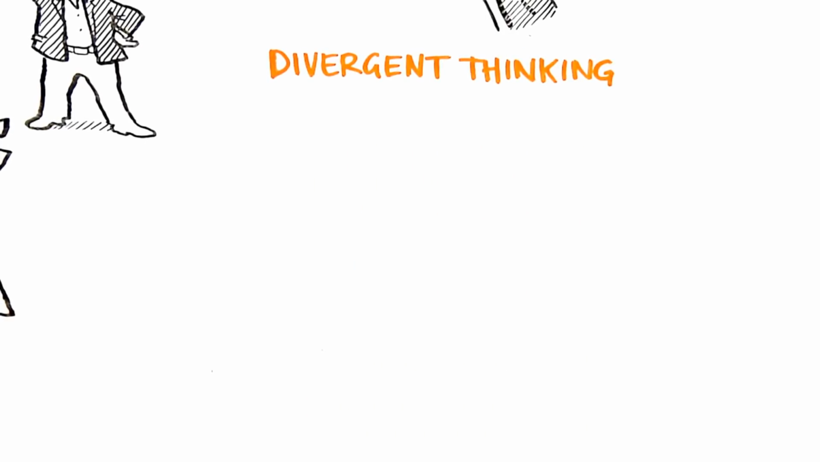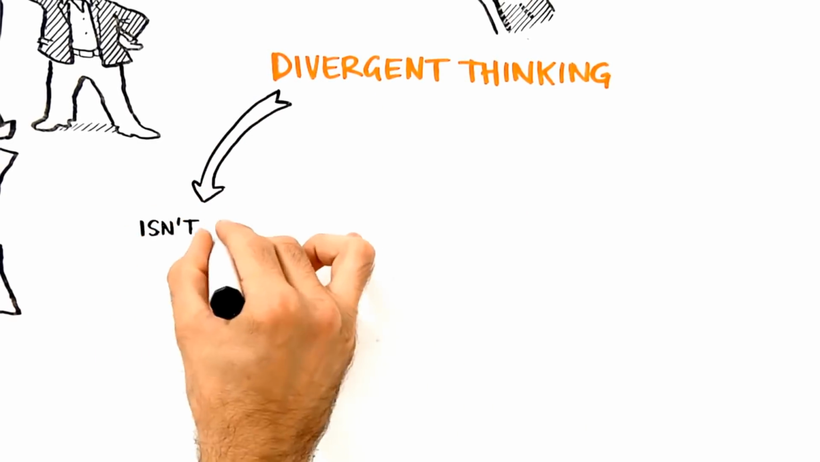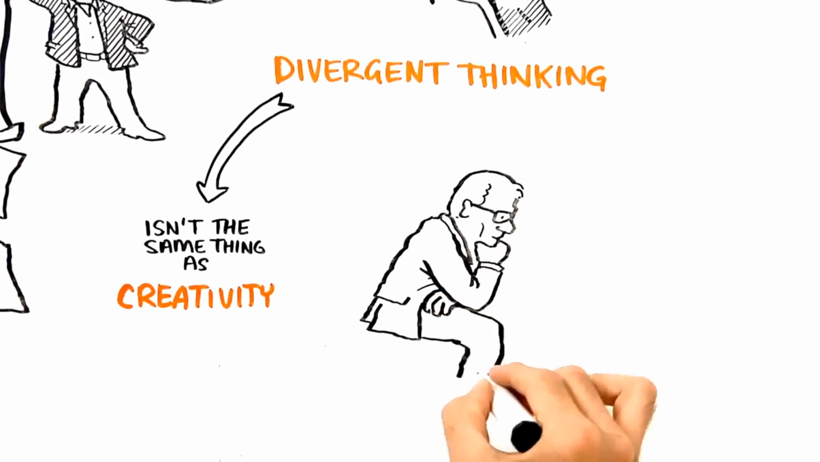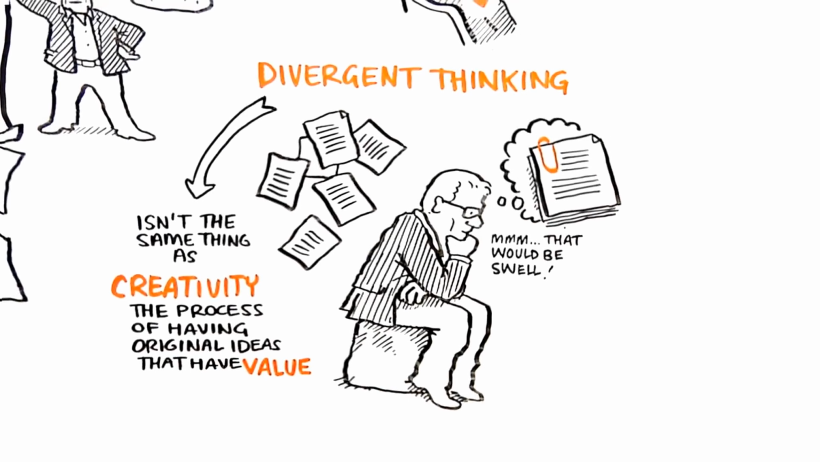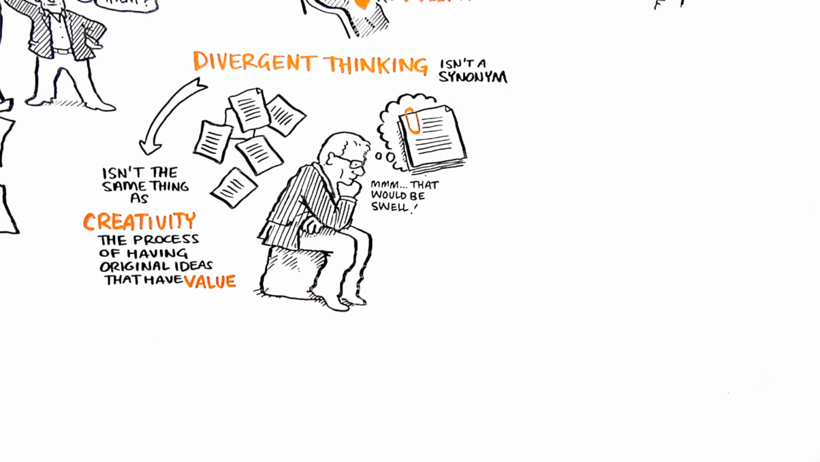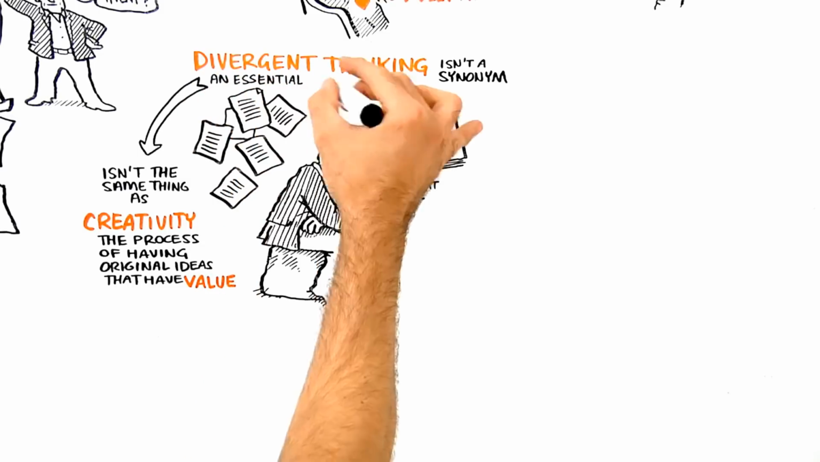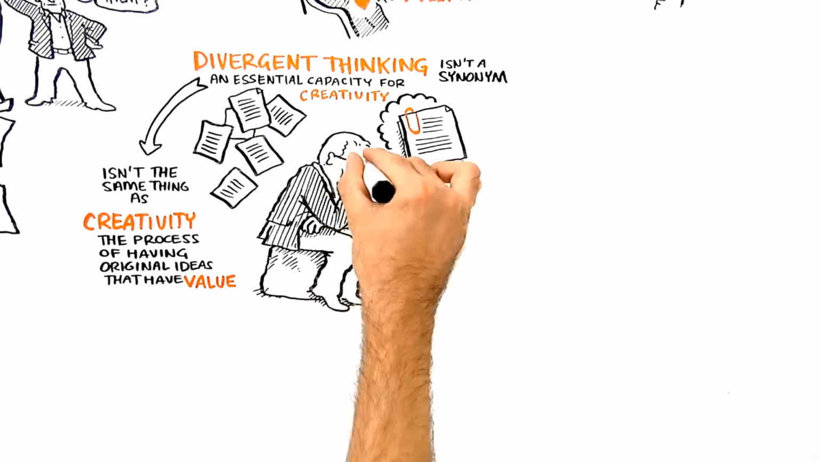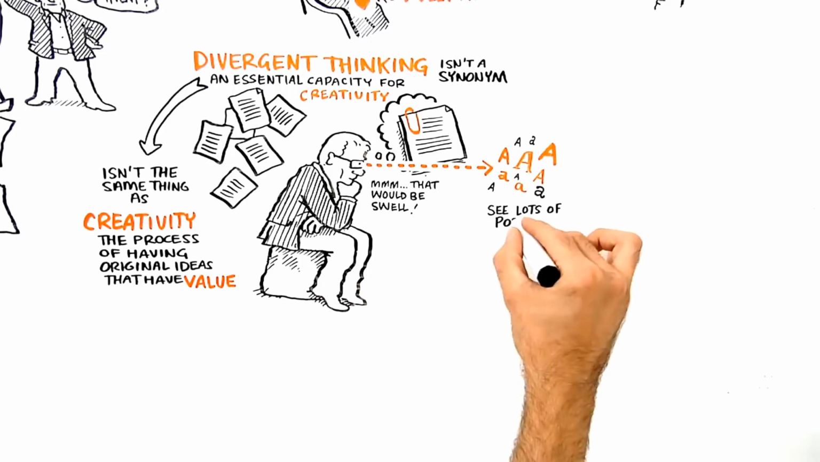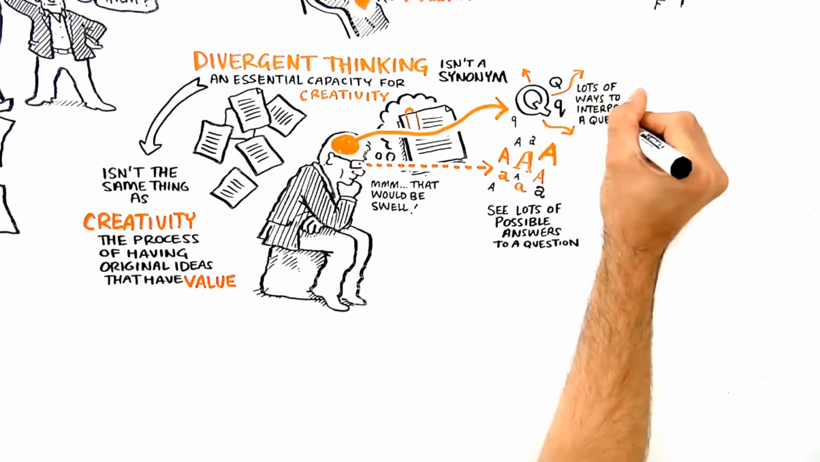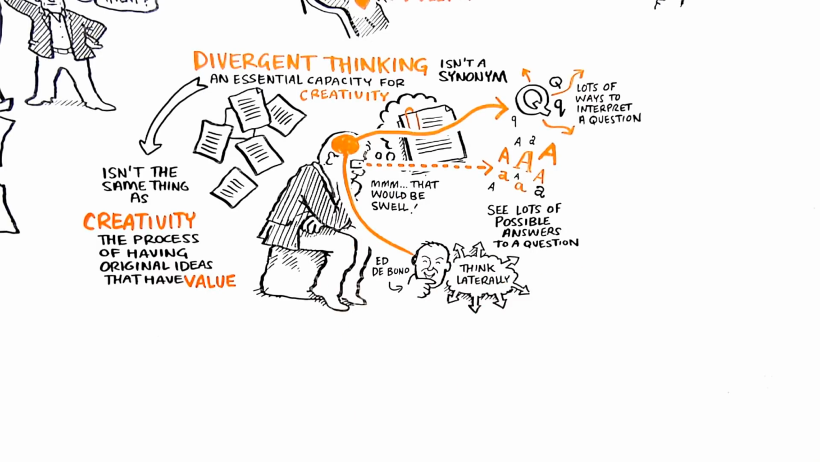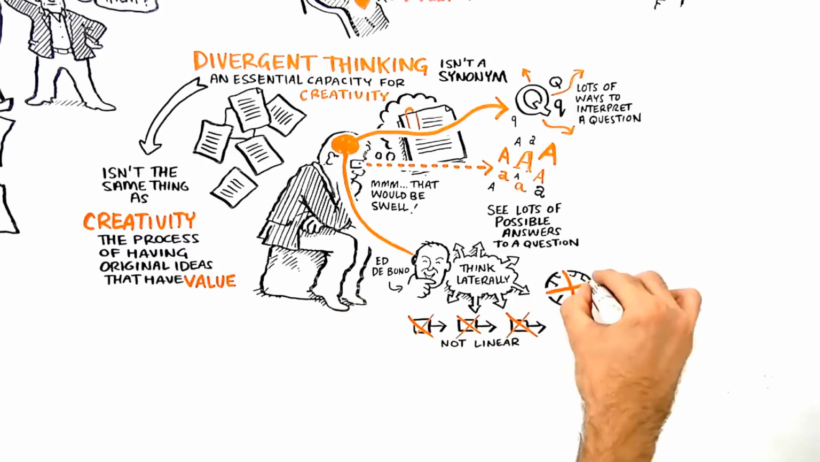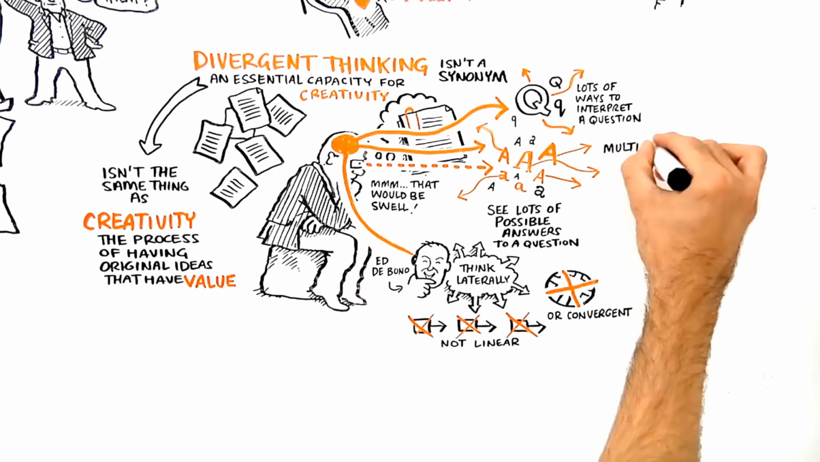There was a great study done recently of divergent thinking. It was published a couple of years ago. Divergent thinking isn't the same thing as creativity. I define creativity as the process of having original ideas that have value. Divergent thinking isn't a synonym, but it's an essential capacity for creativity. It's the ability to see lots of possible answers to a question, lots of possible ways of interpreting a question, to think what Edward de Bono would probably call laterally, to think not just in linear or convergent ways, to see multiple answers, not one.